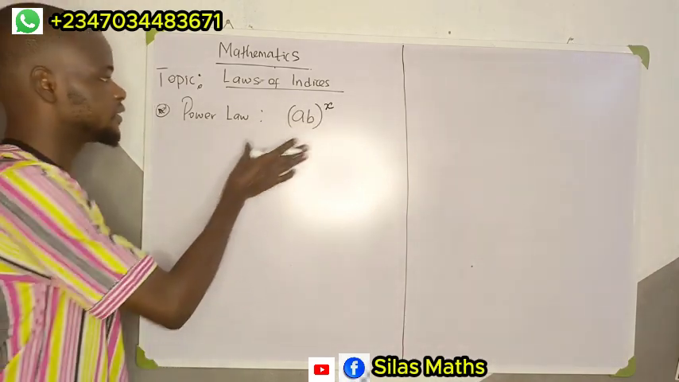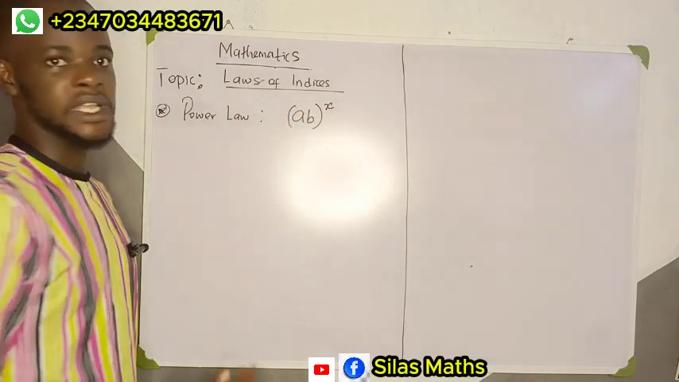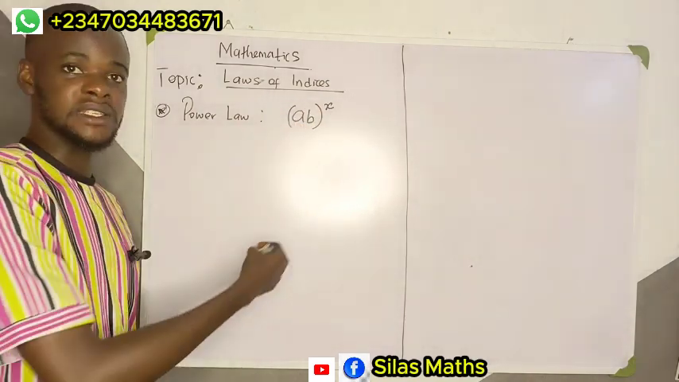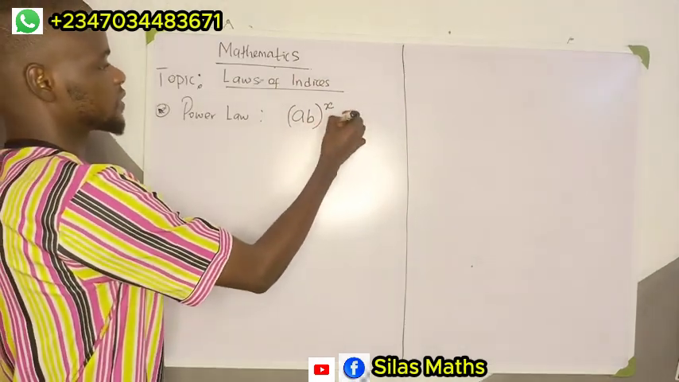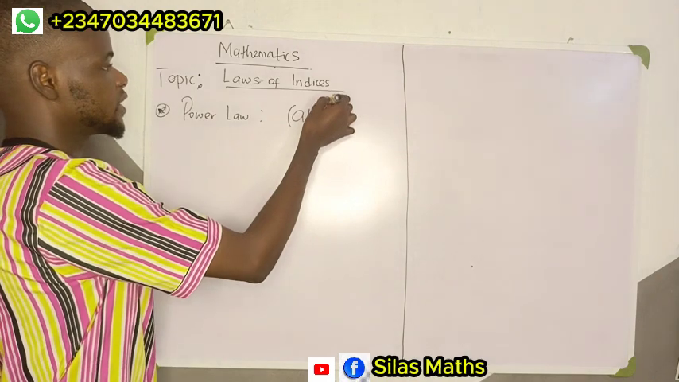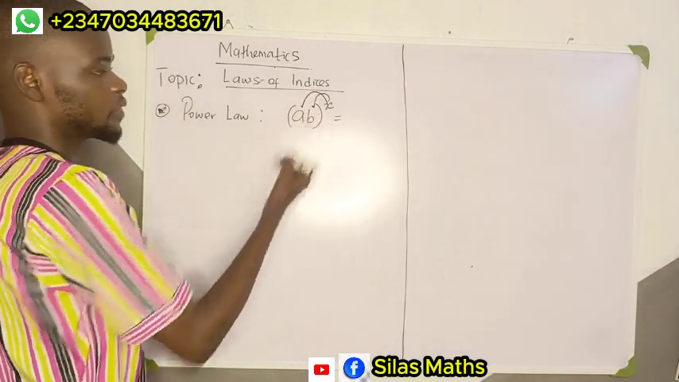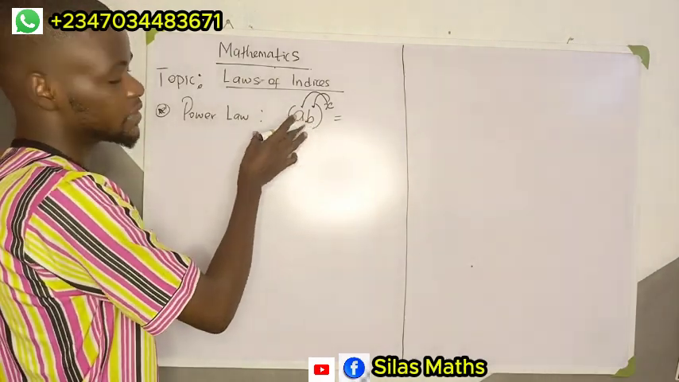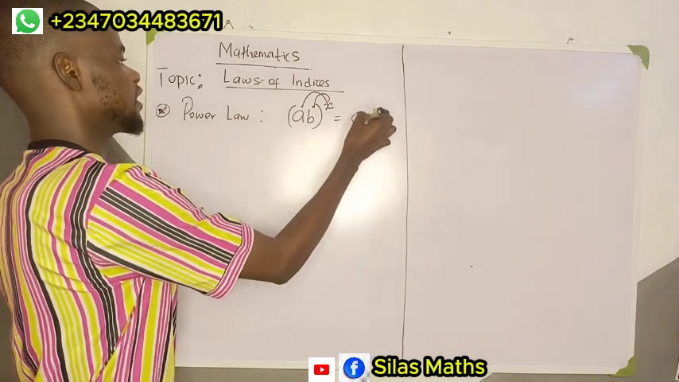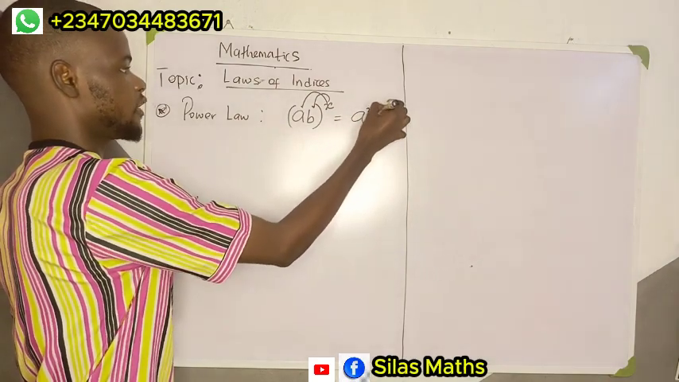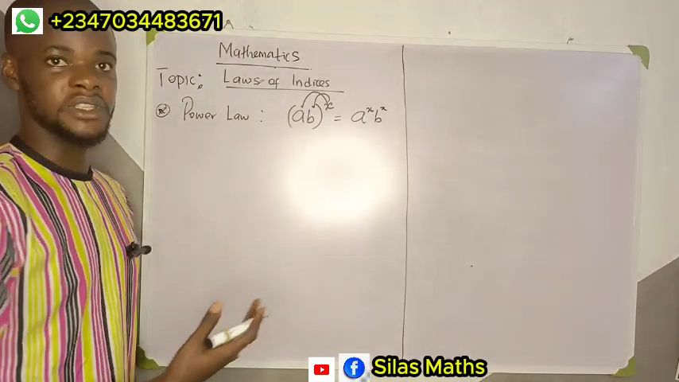Now, let's consider this kind of problem. We have AB all to the power of x. We have two variables multiplying, raised to the power x. So how do I express this? To simplify this, I will multiply this power by the power of A, and this power by the power of B. It's already assumed that A and B have the power of 1. So that gives me A to the power of x, B to the power of x.